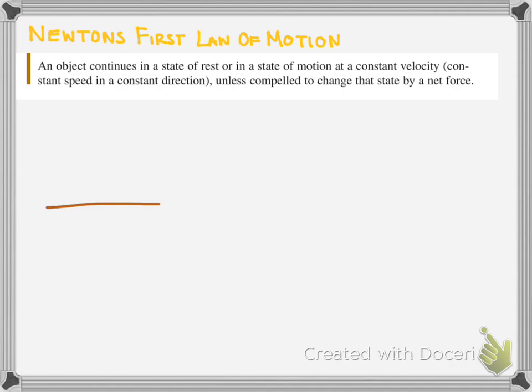Newton's first law of motion states that an object continues in a state of rest or in a state of motion at a constant velocity unless compelled to change that state by a net force.